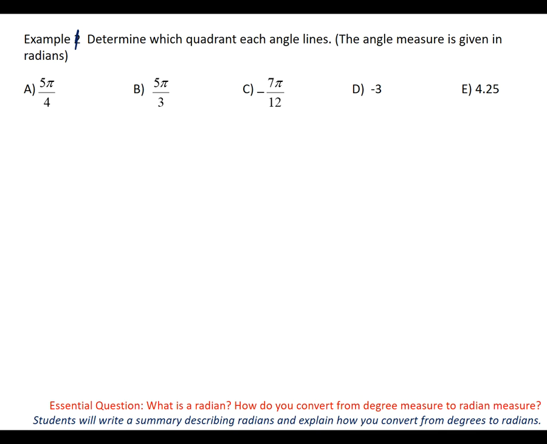Alright, we're going to determine which quadrant each angle lies in, given the angle measures in radians. D and E are a little bit weird. A and B not so bad. C we'll be able to deal with. So I'll teach you how to deal with it. Looking at A, I like to sketch my thinking, so I'm going to show you how I would think about this problem.